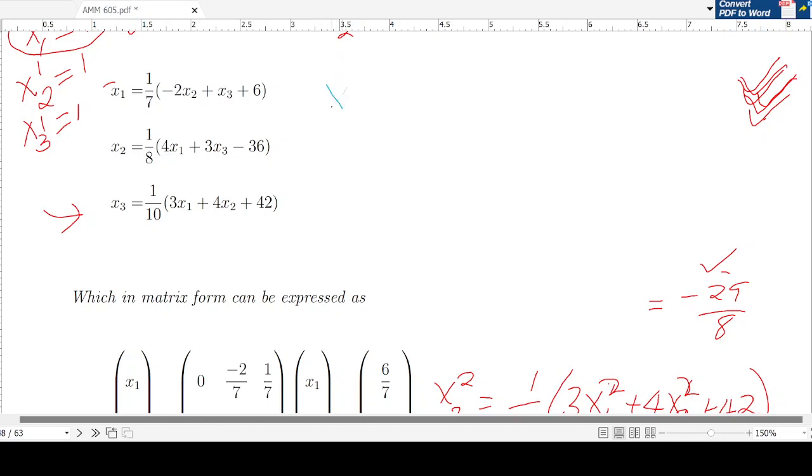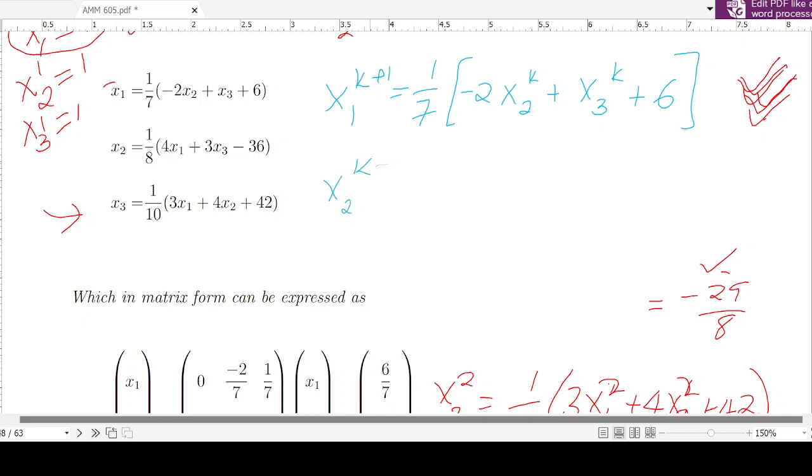x using the Gauss-Seidel, x1 k plus 1 is equals to 1 over 7, minus 2 x2k plus x3k plus 6. x2 k plus 1 is equals to 1 over 8. This is the second equation.